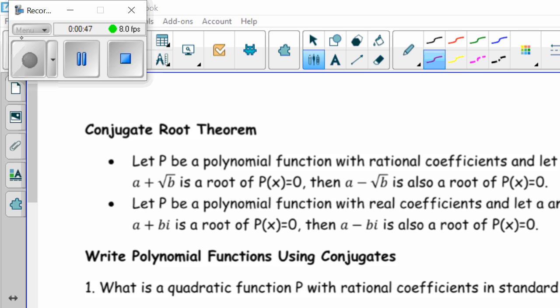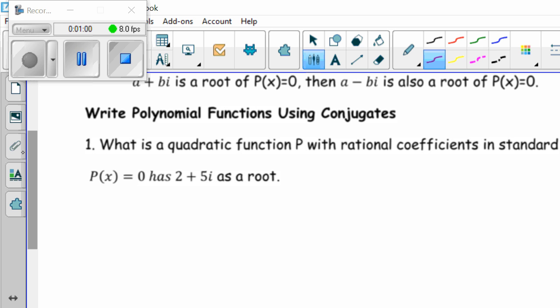Okay? So number one, what is a quadratic function P with rational coefficients in standard form such that P of x equals 0 has 2 plus 5i as a root? So if I know it has 2 plus 5i as a root, then I also know that its conjugate, 2 minus 5i, is also a root. So now let's look at how I would write that.